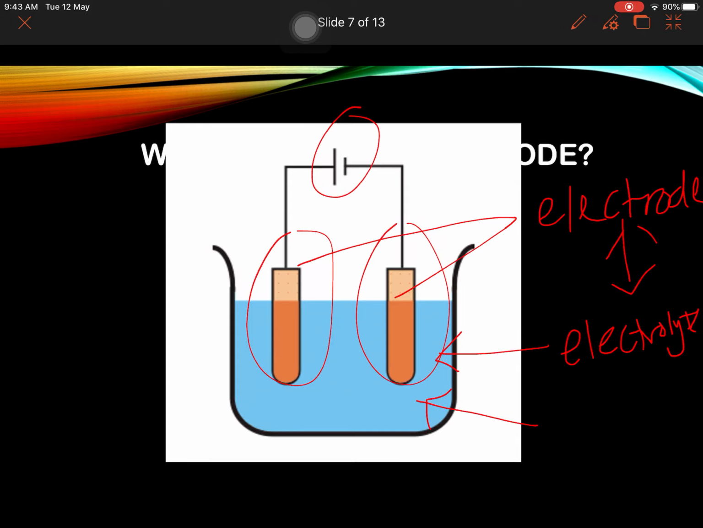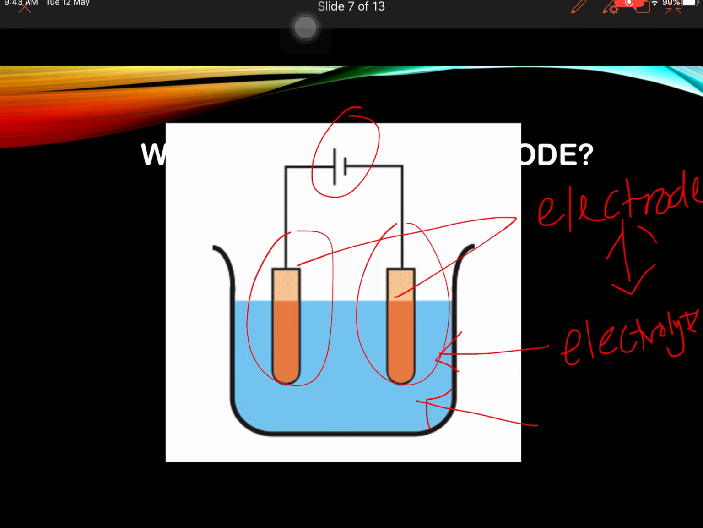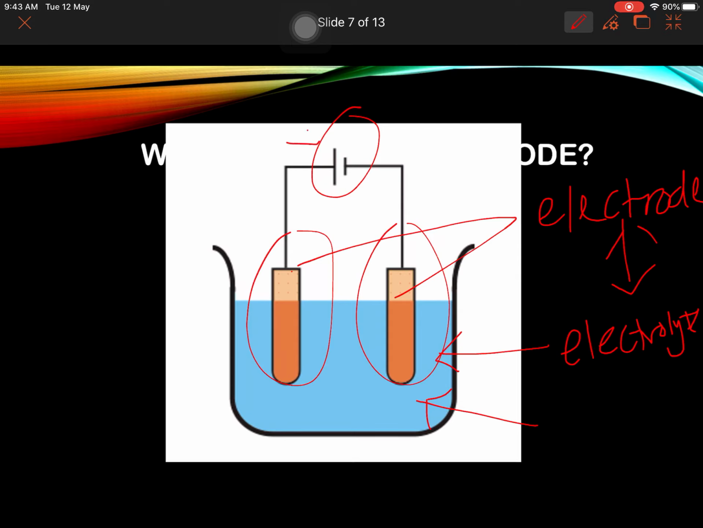Okay, so next, how do you differentiate which one is cathode or which one is anode? Here are some techniques to help you remember. Which one is positive and which one is negative? We need to remember that the electrode that connects to the positive side of the battery is called anode, and the electrode that connects to the negative side of the battery is called cathode.